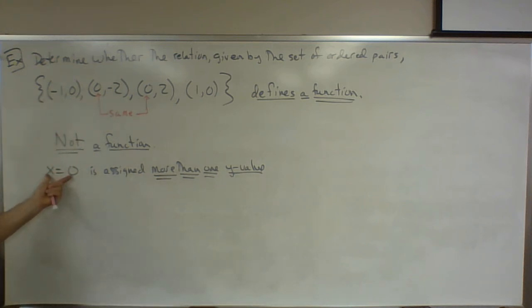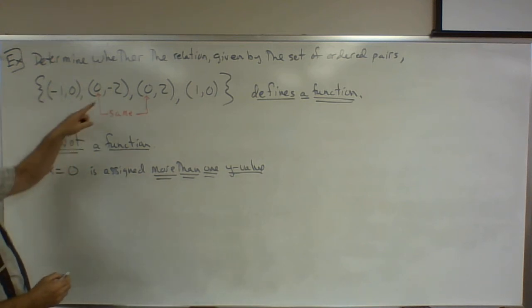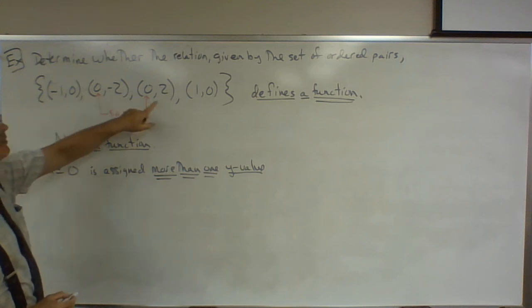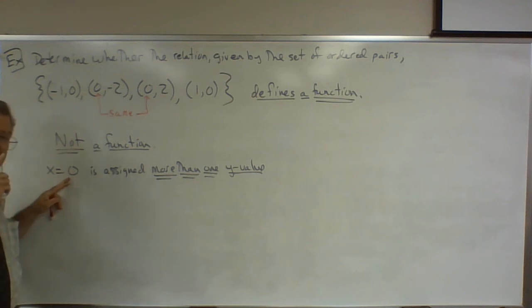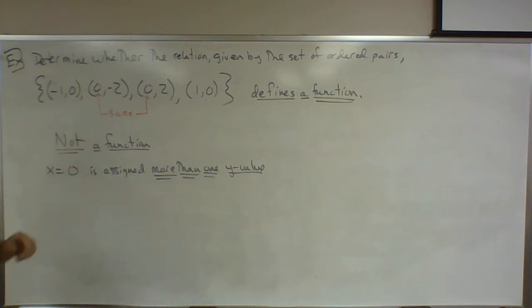X equals 0 is assigned more than one y value. It's assigned -2 and +2. In order for this to be a function, every x coordinate has to be assigned exactly one y value. So this is not a function.